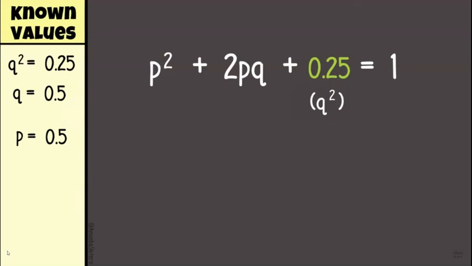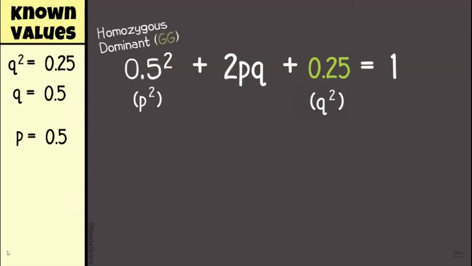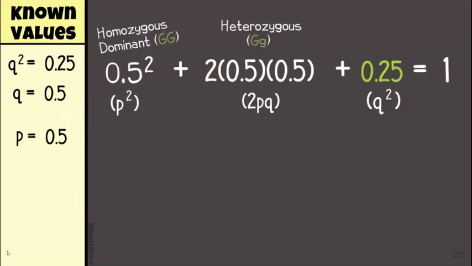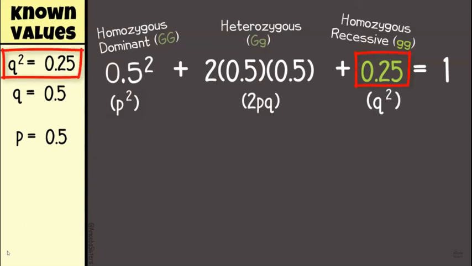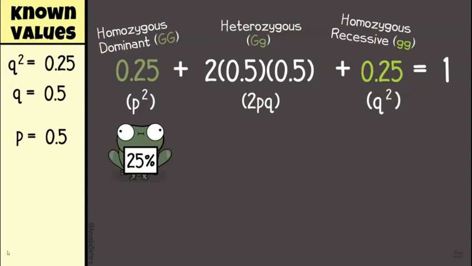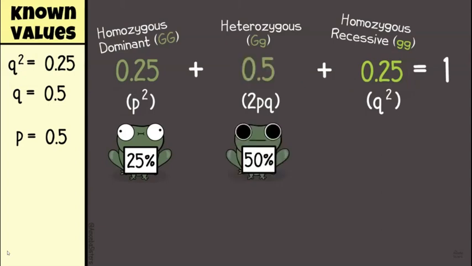I can use the second equation to determine the homozygous dominant frequency, the heterozygous frequency, and I already knew the homozygous recessive frequency from the beginning. Plugging those in, p squared equals 0.25 for the genotype frequency big G big G, 2pq equals 0.5 for the genotype frequency big G little g, q squared equals 0.25 for the genotype frequency little g little g.